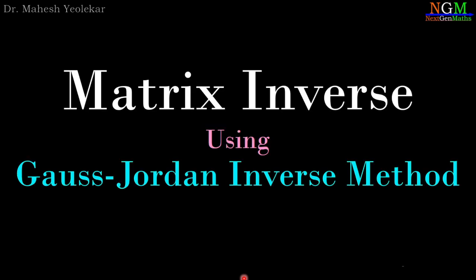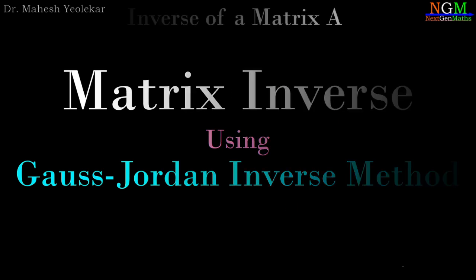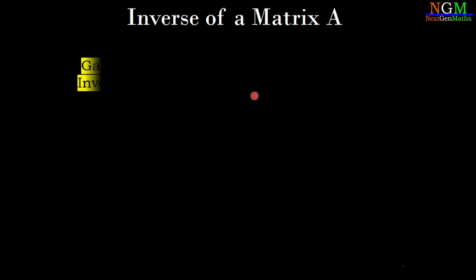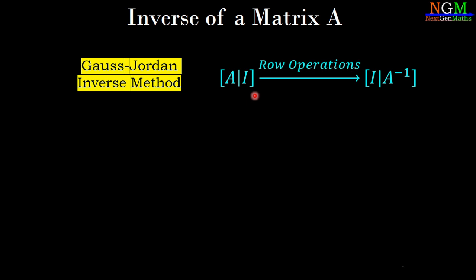In this video, we are going to discuss the Gauss-Jordan inverse method to find the matrix inverse. In the Gauss-Jordan inverse method, we begin with the augmented matrix A colon I, where A is augmented with the identity matrix of the same order. Here we apply row operations on the matrix A, which will convert A into the identity matrix. Apply the same row operations on the identity matrix, which will convert it into A inverse.